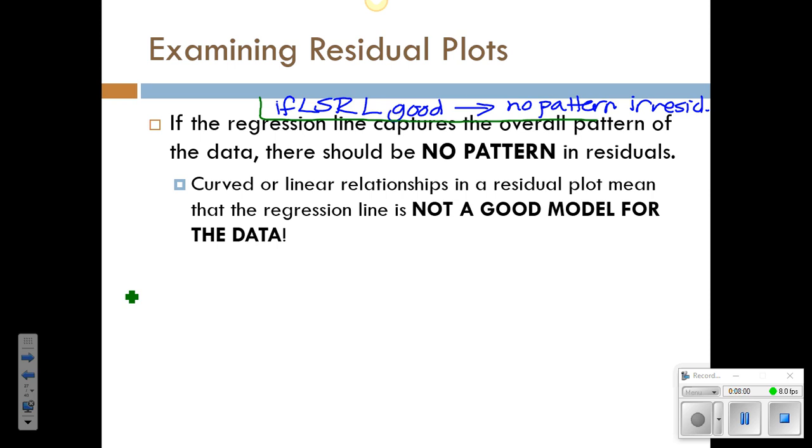Basically, the part in blue and the box in green is the Cliff Notes version. All right. If the least squares regression line is a good fit for the data, there should be no pattern within your residual plot. It should look like confetti. No pattern, no rhyme or reason. I have a question. Is that what you see in your residual plot? Therefore, you can say that your least squares regression line is a good fit for the data.